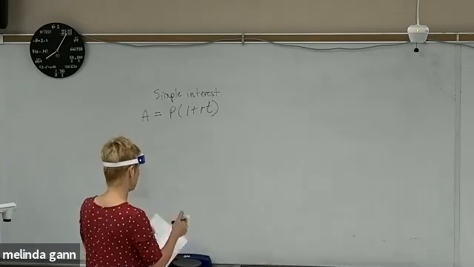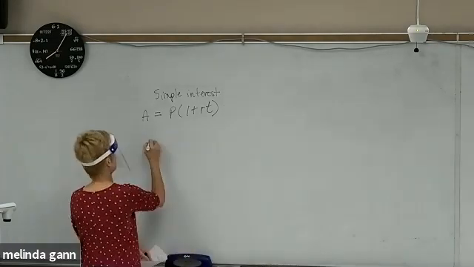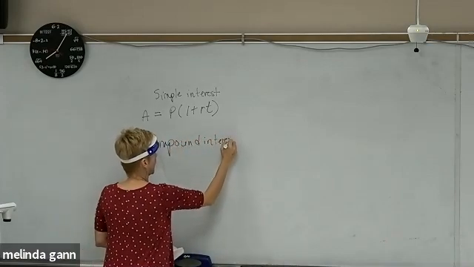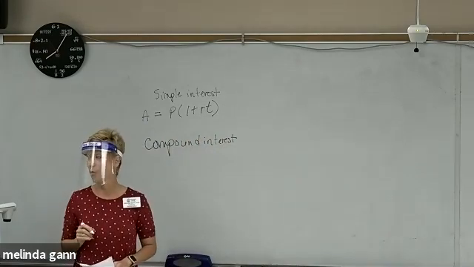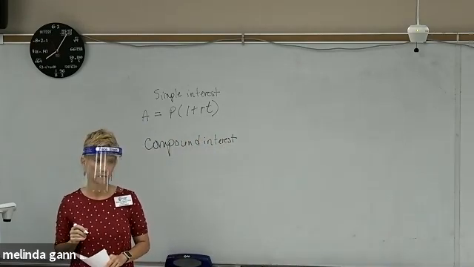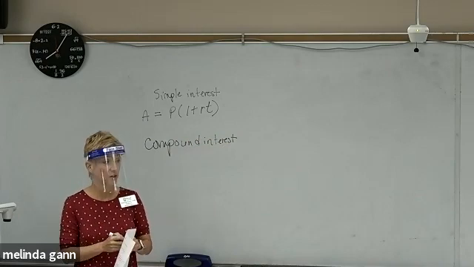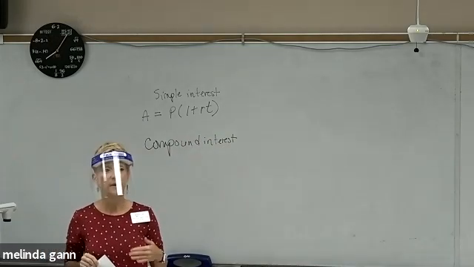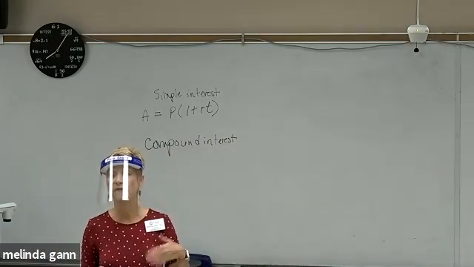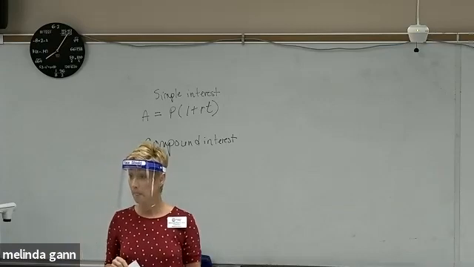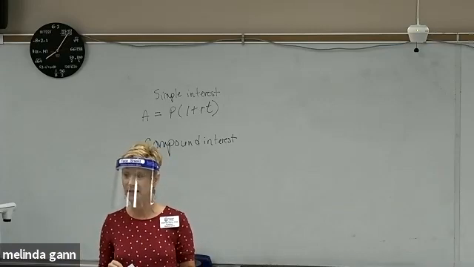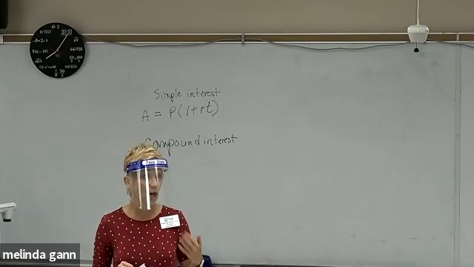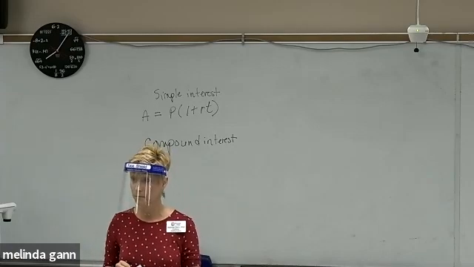Okay, now compound interest. How many times is the interest calculated? Once or more than once? More than once. If it says compounded quarterly, how many times a year is quarterly? 4. But if you were doing it for 10 years, you'd have 40 quarters. Is everybody with me? If it said compounded monthly, how many times a year is monthly? 12. But if you did it for 10 years, that'd be 120 months. Is everybody with me?